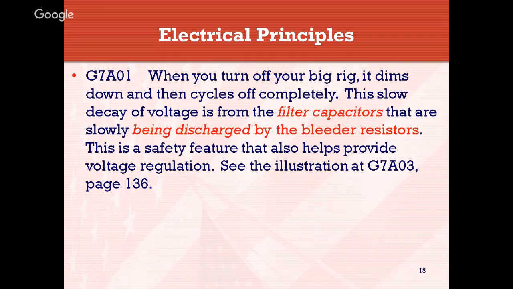When you turn off your big rig, it dims down and then cycles off completely. This slow decay of voltage is from the filter capacitors that are slowly being discharged by the bleeder resistors. And this is a safety feature that also helps provide regulation. We're going to see an illustration here on page 136. If you look back on page 136 for G7, you see that bleeder resistor that I pointed out earlier.